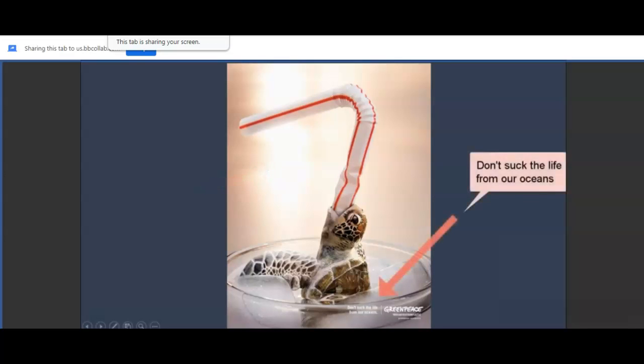The last thing that we noticed, or rather barely noticed, are the words. While many advertisements will have large titles or slogans such as Nike's Just Do It campaign, this advertisement quietly says at the bottom, "Don't suck up our oceans." In this ad, Greenpeace wanted the picture, the visual rhetoric, to speak louder than words.